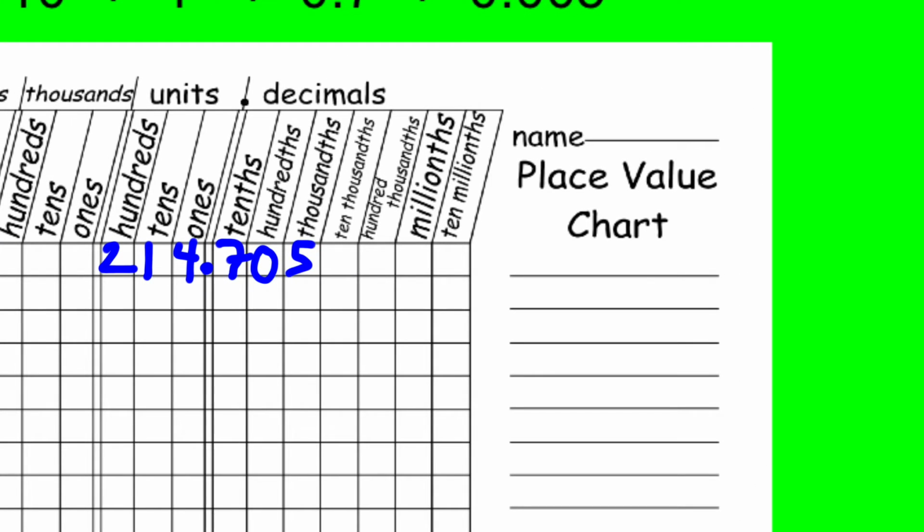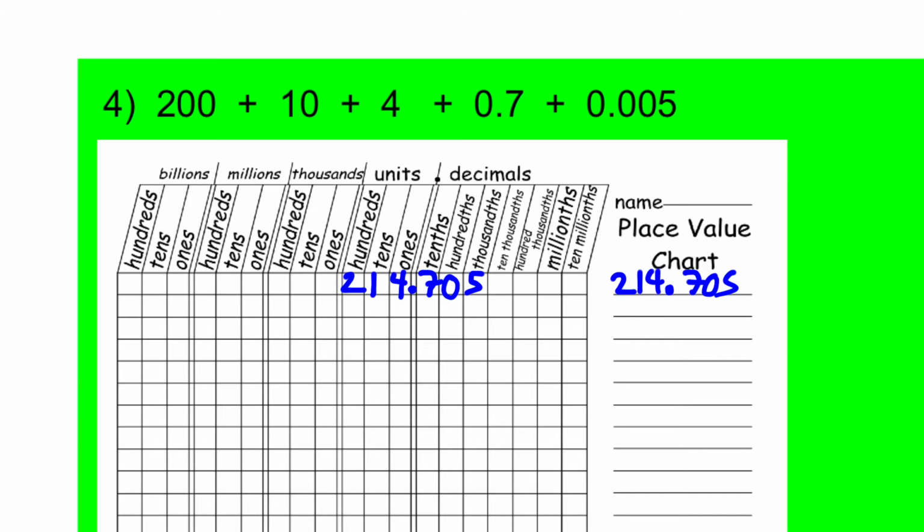I'll rewrite this number and say it as I write it. 214, the decimal is "and," 705 thousandths. There's your number, kids.